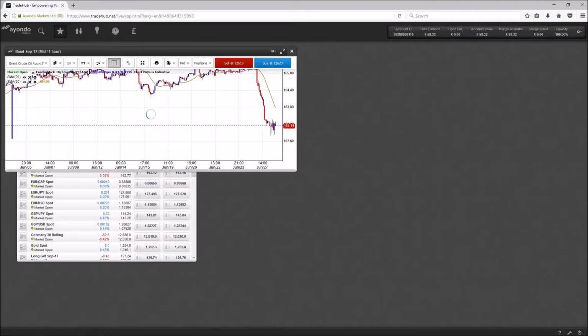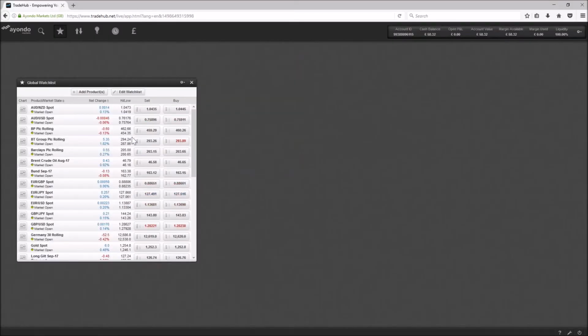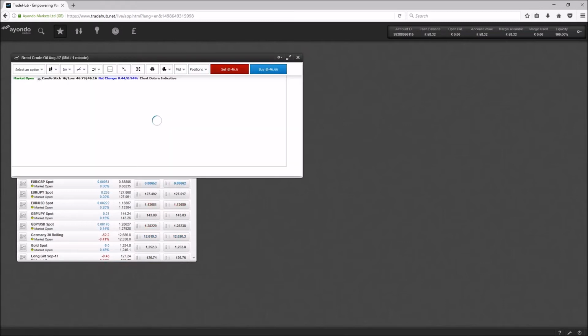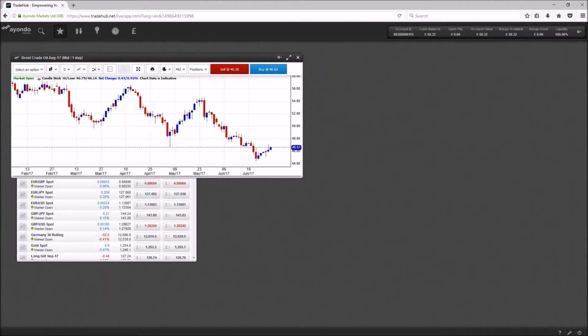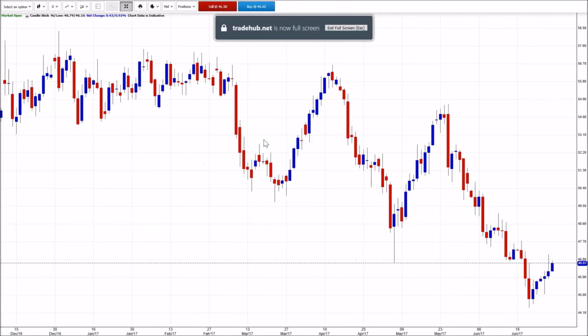I've seen a lot of pessimistic talk about oil in the last couple of weeks, and I think it's always interesting when a lot of the chatter and commentary about a market is one way. Very often the market will do completely the opposite. So this is Brent crude. My bias on oil is still up.